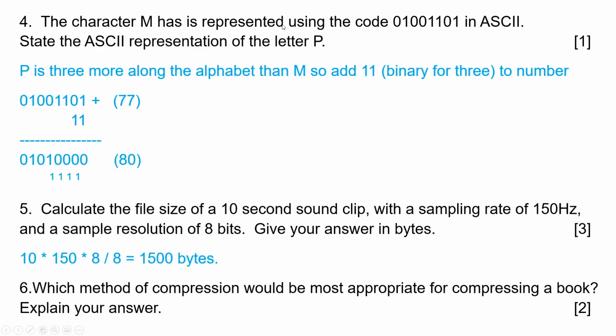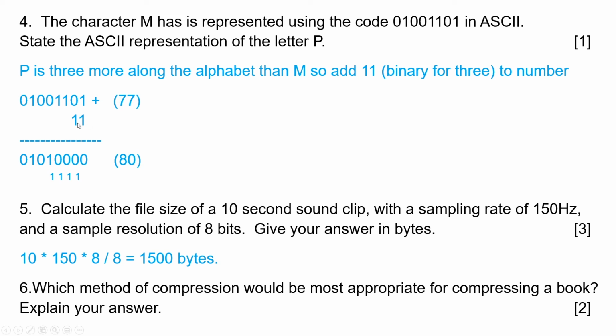If M is represented as the code 01001101, then what would be P? Well, P is M, N, O, P, so that's 3 along the alphabet. So what you could do is convert M to denary, add 3 to it, and then convert that back to binary. Or what I've done, just as a form of revision, is I'm going to keep it as 01001101, but I'm going to add 3 to it.